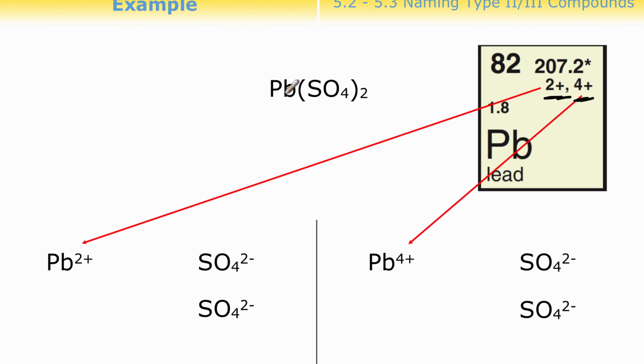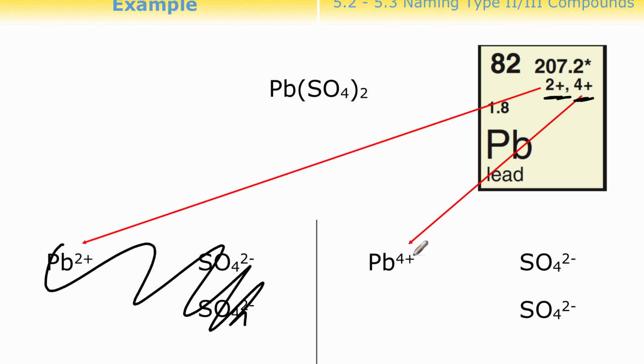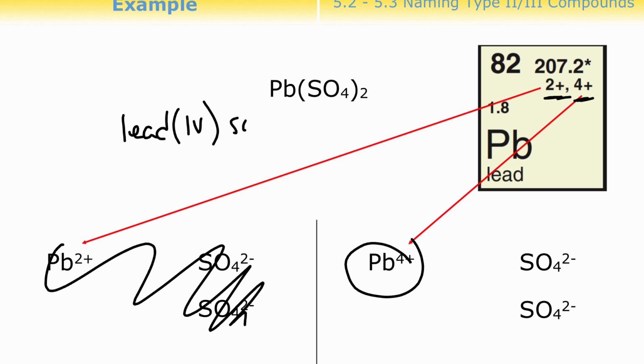If my formula says 1 lead and 2 sulfates, which one of these is balanced? Here I've got a 2 plus and a 4 minus, it's not that one. 4 plus and 2 minus and 2 minus, that's 4 minus, so these balance. So it must be using the lead 4 plus ion with that compound. So the name for this will be lead, and in Roman numerals I say it's using lead 4, can't be using lead 2 because it doesn't balance. So it's lead 4 sulfate.